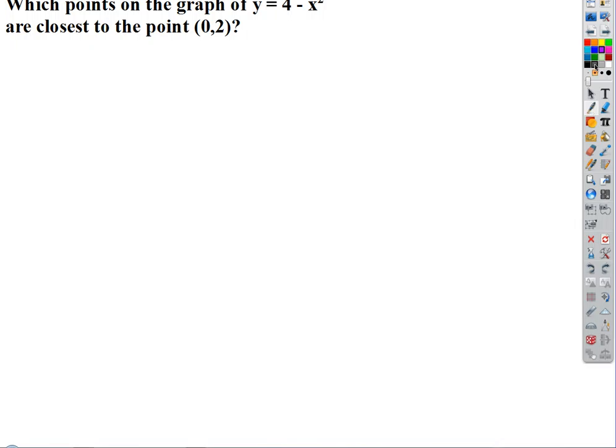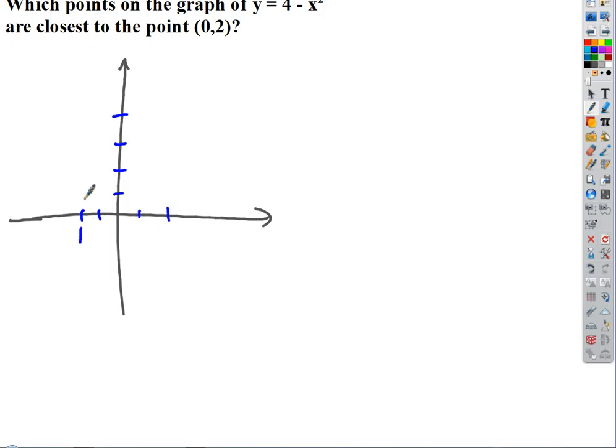What is this graph going to look like? Upside down parabola. Where's the vertex going to be? It's going to be 0, 4, right? Okay, good. So it's going to look kind of like this. Where are the x-intercepts going to be? What are the zeros of that thing? Positive, negative 2. Good. So it's going to look like that, right?